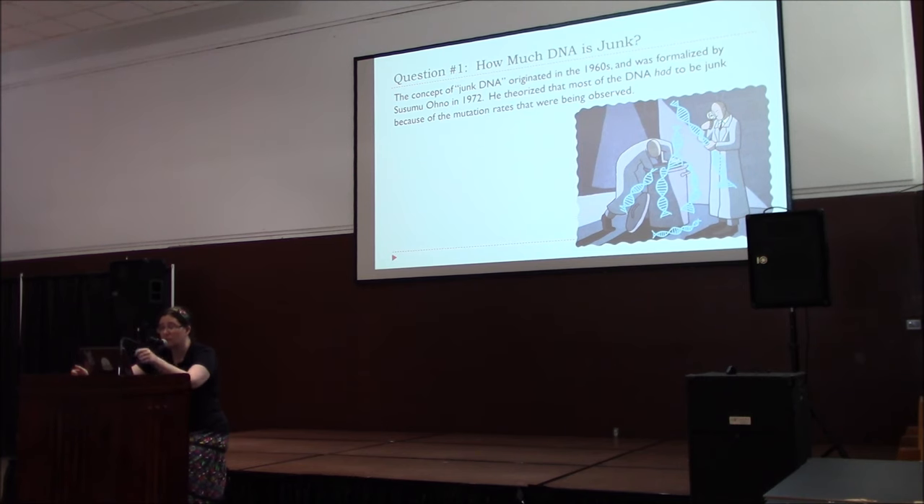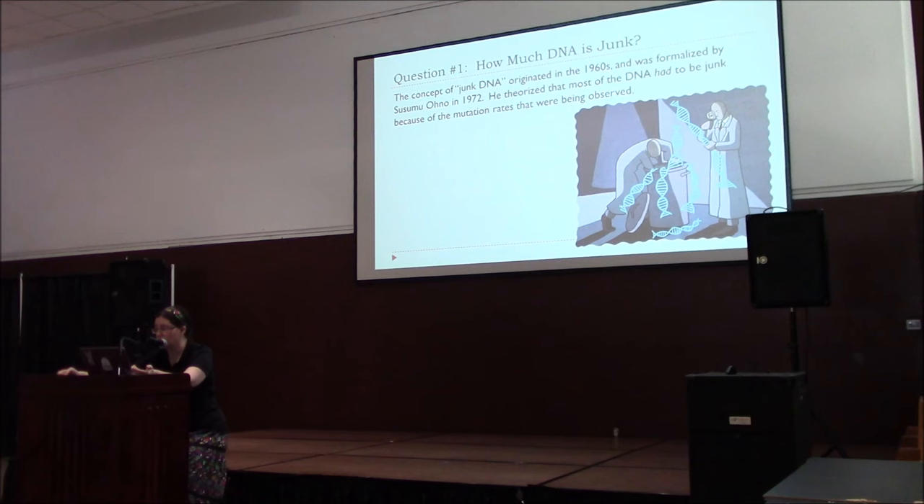How much DNA is junk? Well, the concept of junk DNA originated in the 1960s, and it basically came into the literature with Susumu Ohno in the 70s, and he theorized that most of the genome has to be junk, because at the time they didn't understand how high mutation rates were. In the 50s and 60s, when they started learning that they're very high, for us as many as 100 per generation that are actually getting passed on to our offspring, that's not the mutations I'm accumulating. I've got way more mutations than that in my body. That's just the ones that I'm going to pass down to the next generation that occur in the gametes.